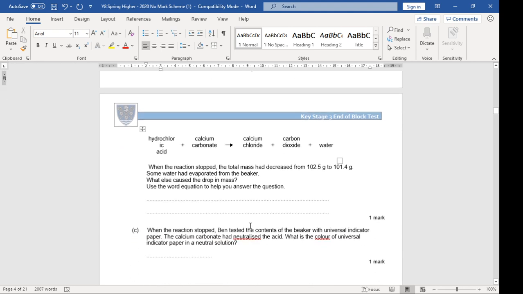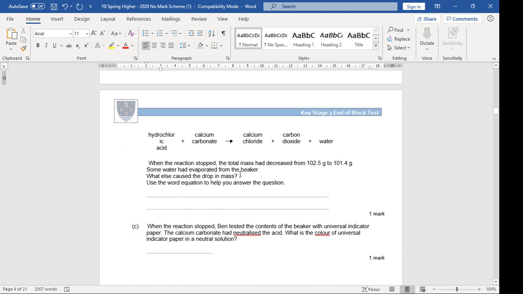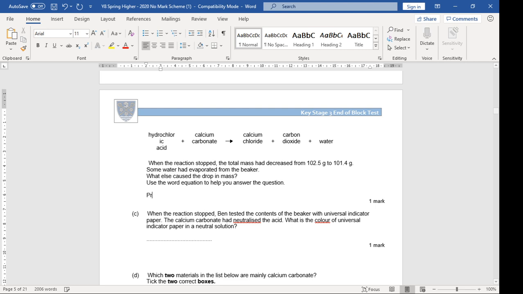Then we have a word equation. Some water had evaporated, and that's why it dropped in mass. What else caused the drop in mass? Production of a gas, because the gas will leave the beaker. Some people think gases don't weigh anything, but actually carbon dioxide is quite a heavy gas. If you filled a balloon with carbon dioxide, it wouldn't float away, it would actually sink to the floor.